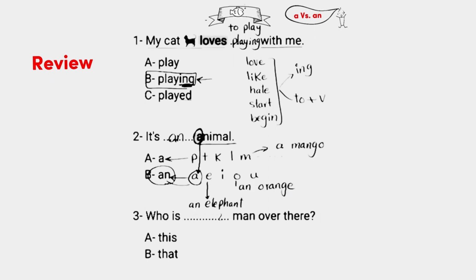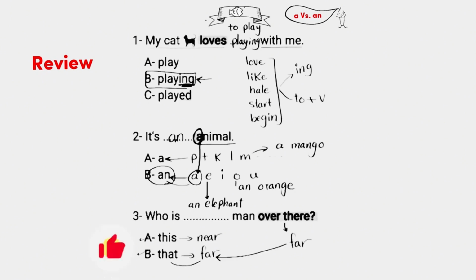Who is blank man over there? This, that. What's the difference between this and that? Well, we use this with near things, but we use that with far things. Here we say that the man is over there, which means the man is far, and with far things we use that. Who is that man over there?